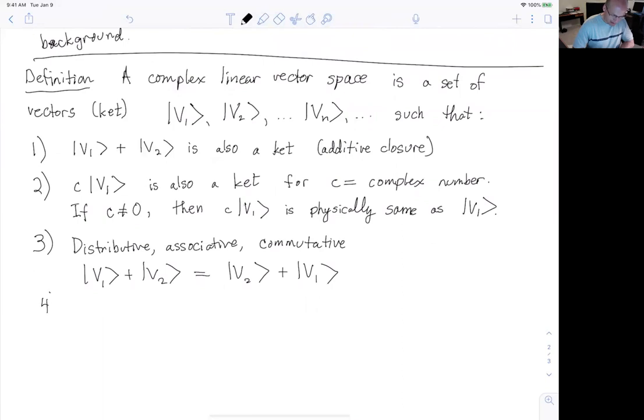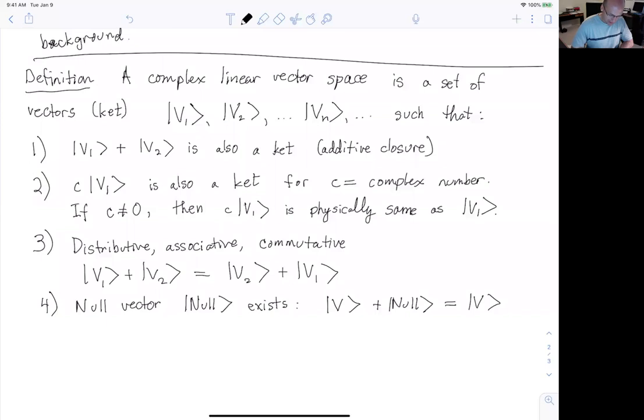Okay, the fourth property that you have to have for it to be a complex linear vector space is that there has to be something called a null vector, which I'm going to write as null within this vertical line and the angle brace. This thing exists. It has the property that if you take any vector, let me just call this one V, and you add the null vector to it, you get back the vector you got. So it's basically zero. It's also true that if you take the complex number zero, according to part two here, and you act on a vector, you always get the null vector back.